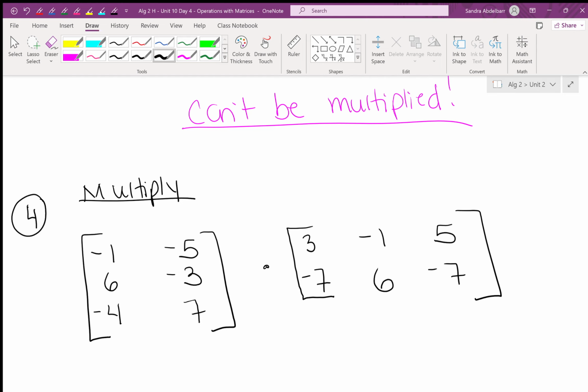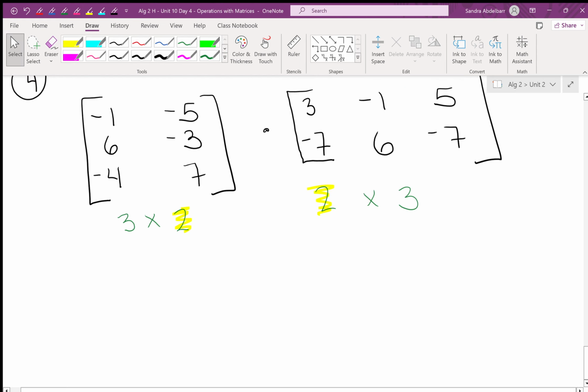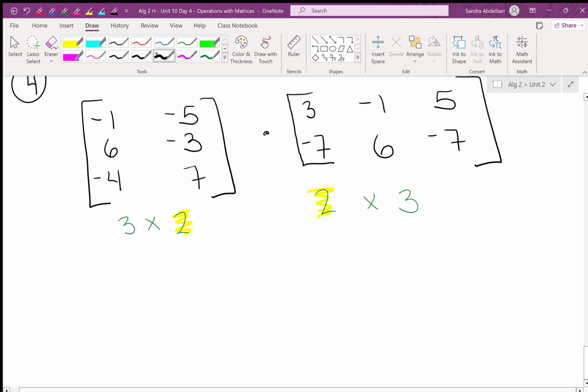So what you have, you have a 3 by 2, right? And then here you have a 2 by 3. So you shouldn't get a 3, I'm sorry, you will get a 3 by 3. So then what you want to do, you want me to show you? Okay.